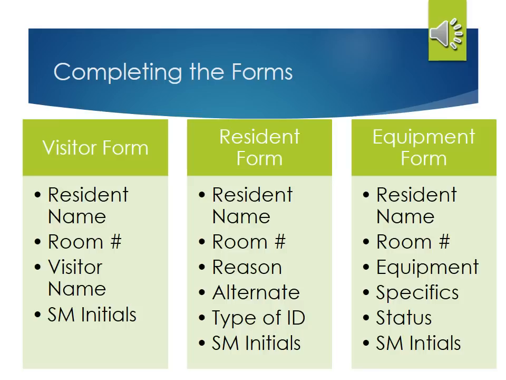The equipment form asks for resident name, room number, equipment checked out, any specific information regarding the equipment, status of the equipment, and SM initials. For the most part, equipment is only checked out to residents of that building. Residents must present a photo ID to check out equipment. Some exceptions may apply and are detailed during SM training and in the SM manual.